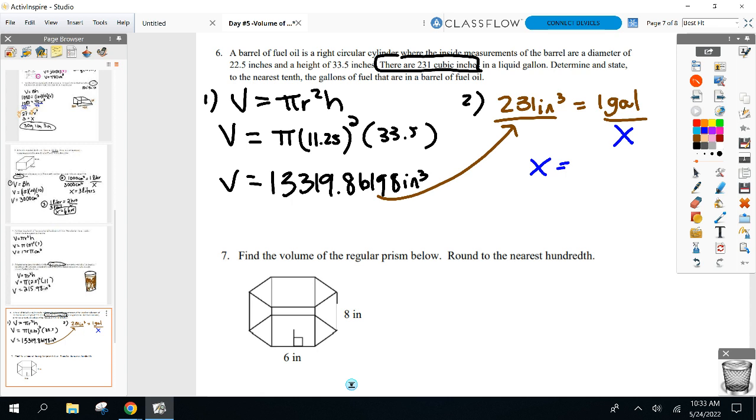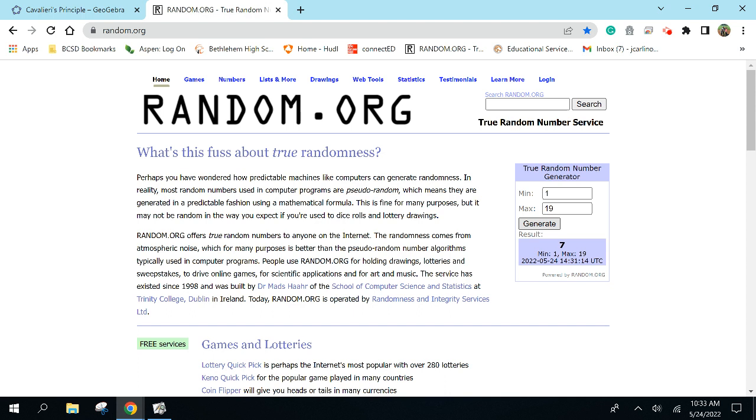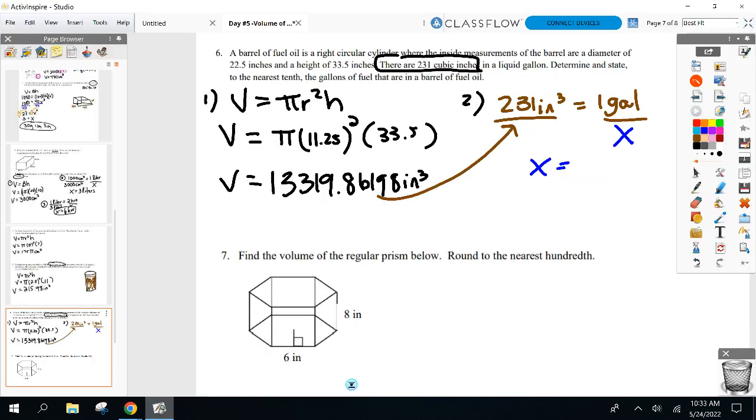So to the nearest tenth, how many gallons can this barrel hold? 57.7 gallons. Good work. Did I give you this next one? Looks like I did. Yep.